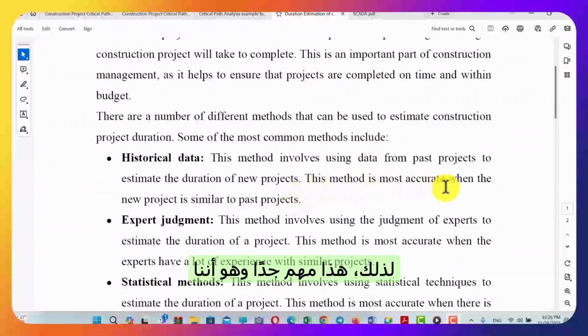So this is very important, that we have to choose quite similar projects. Otherwise, the data would be meaningless.